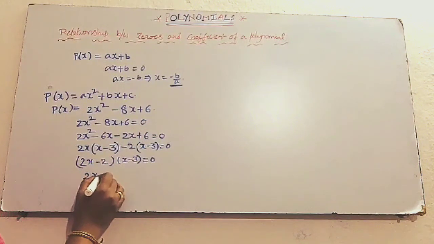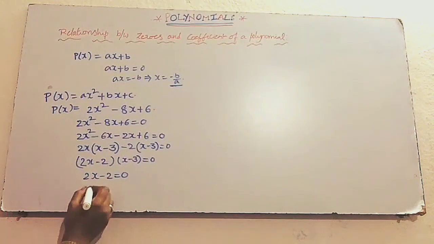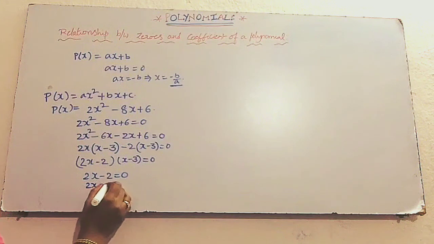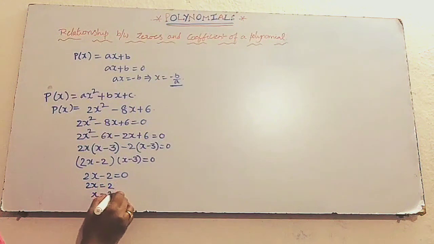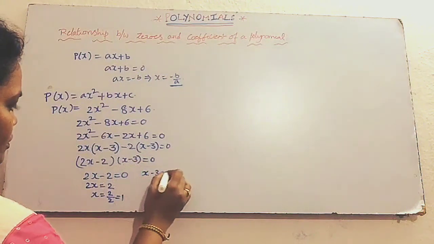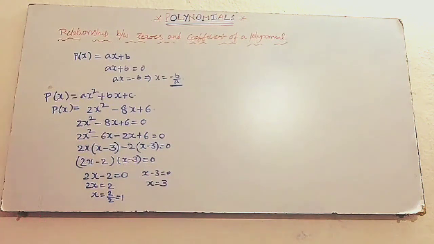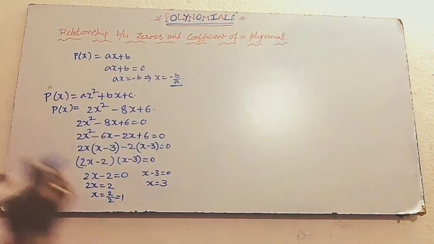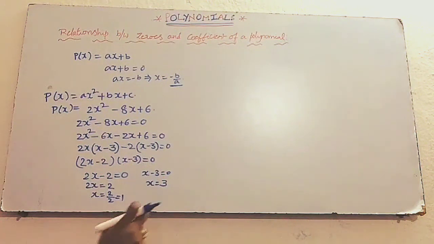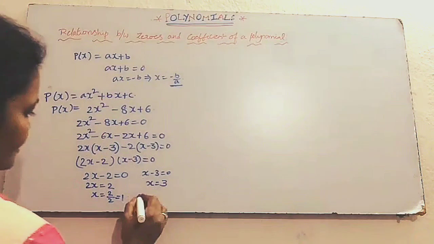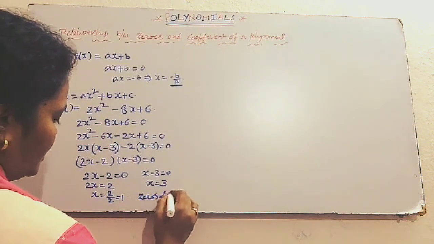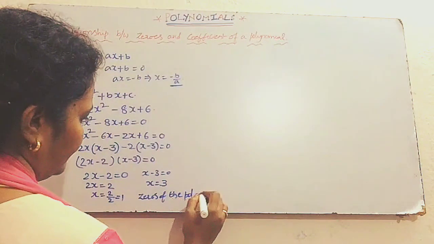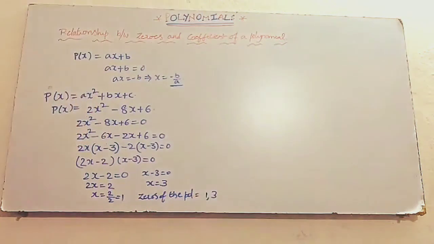Then 2x minus 2 is equal to 0. That means 2x equal to 2 and x is equal to 2 by 2, that means 1. And here x minus 3 is equal to 0 and x is equal to 3. So in this equation 1 and 3 are the roots of this quadratic polynomial. So 1 and 3 are the zeros of the polynomial, 1 comma 3.